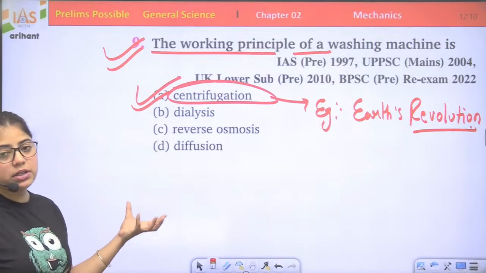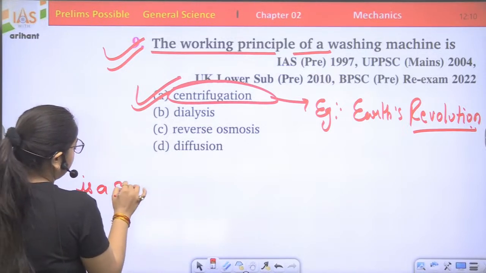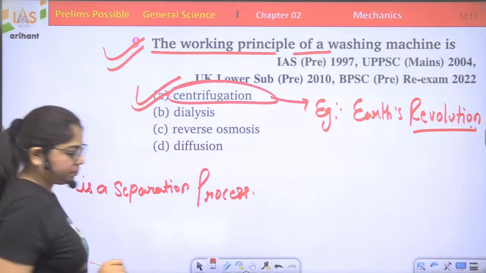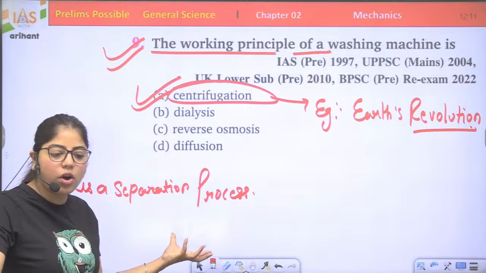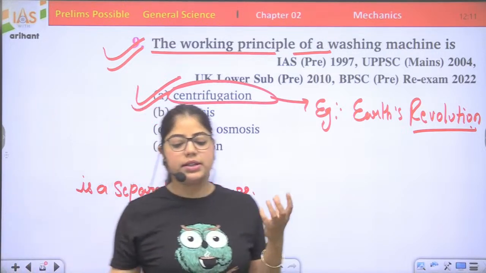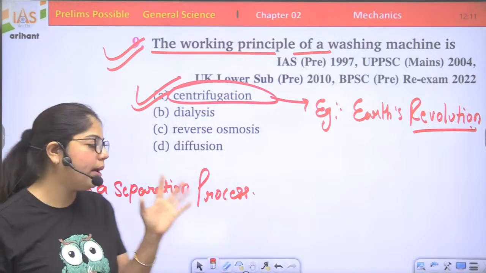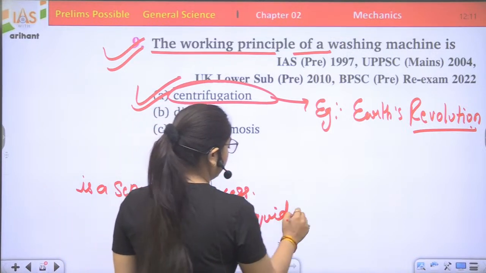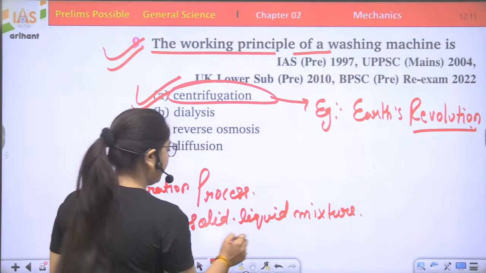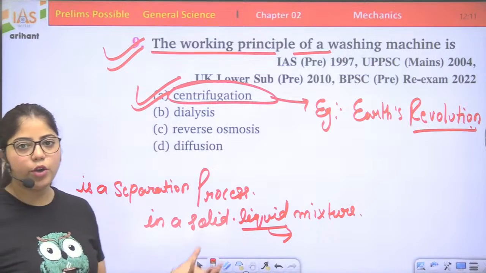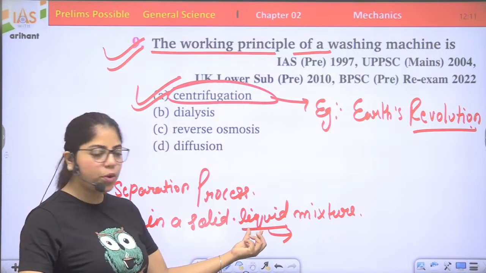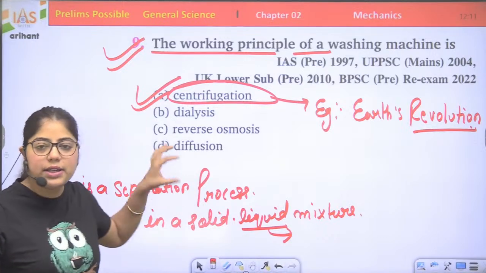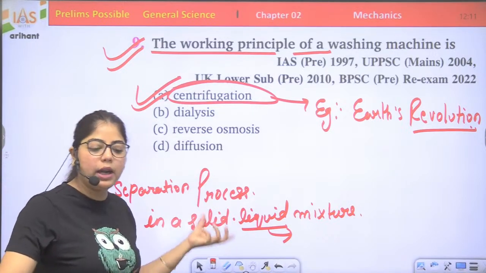Centrifugation is a separation process that uses the action of centrifugal force to promote accelerated settling of particles in a solid-liquid mixture. In the solid-liquid mixture, the liquid is water. You mix surf and soap in the liquid portion, and the solid is your clothes, when we are talking about the washing machine working process, right? It is used to separate the liquid from the suspended particles.